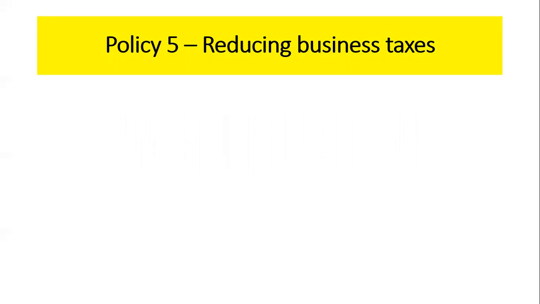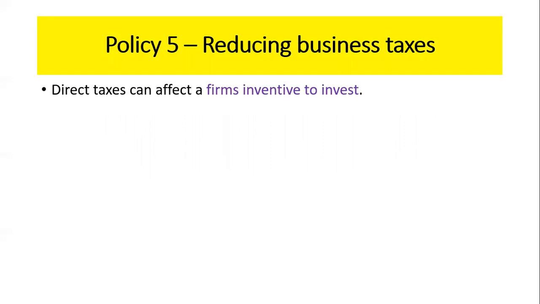Policy 5, reducing business taxes. Now, every business has to pay tax. A tax on their earnings, if you remember before, a direct tax is a tax on earnings. Direct taxes can affect a firm's incentive to invest. So the main forms of taxes are things like VAT, which would be an indirect tax, a tax on producers of goods and services. But you've also got corporation tax as well, a tax on earnings, a tax on company profits.